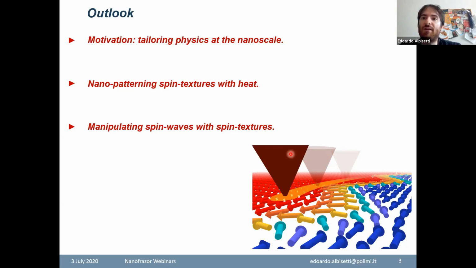And then a particular application of the spin texture that is for manipulating the dynamics of the magnetization, and in particular, a specific kind of dynamics of the magnetization that is called spin waves, that are propagating perturbations in the spin texture of the ferromagnetic materials.